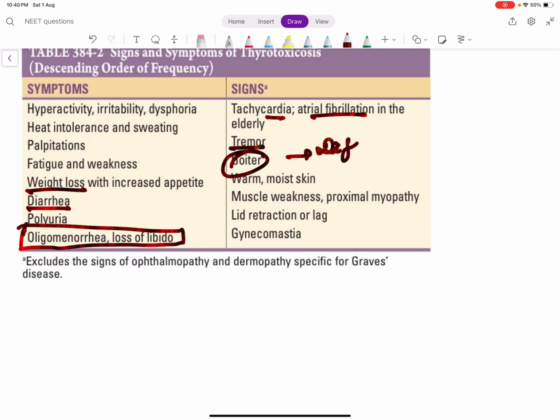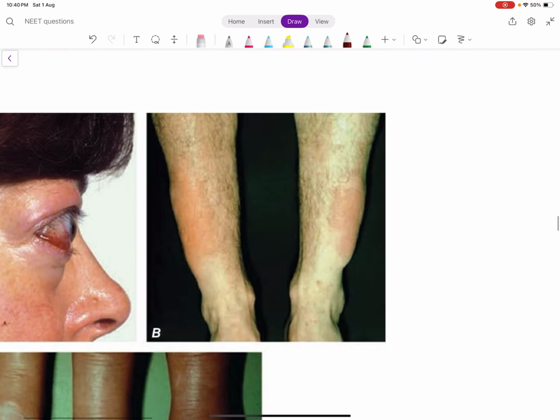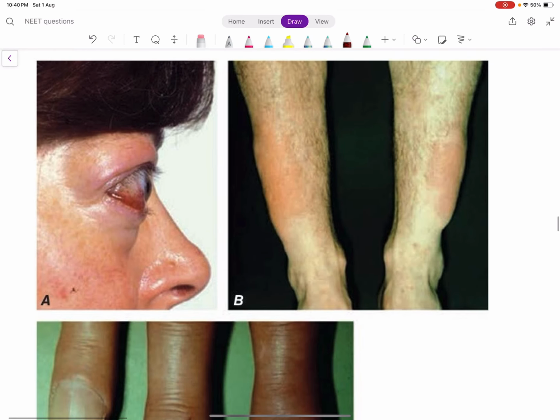Diffuse goiter is a sign of Graves' disease. And there can be eye signs, lid retraction or lag. Lid retraction is the earliest eye sign of hyperthyroidism. You can see here, there is exophthalmos, lid retraction.